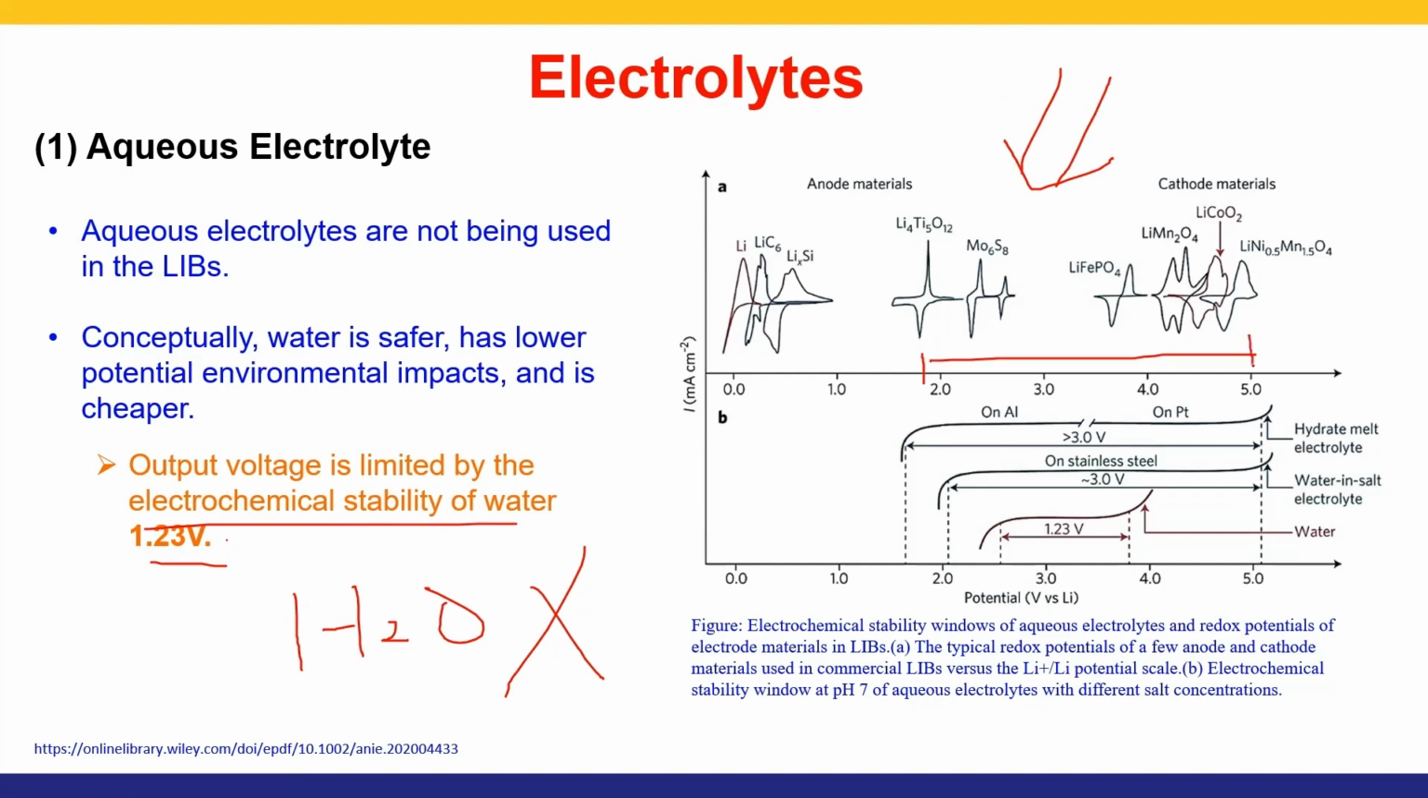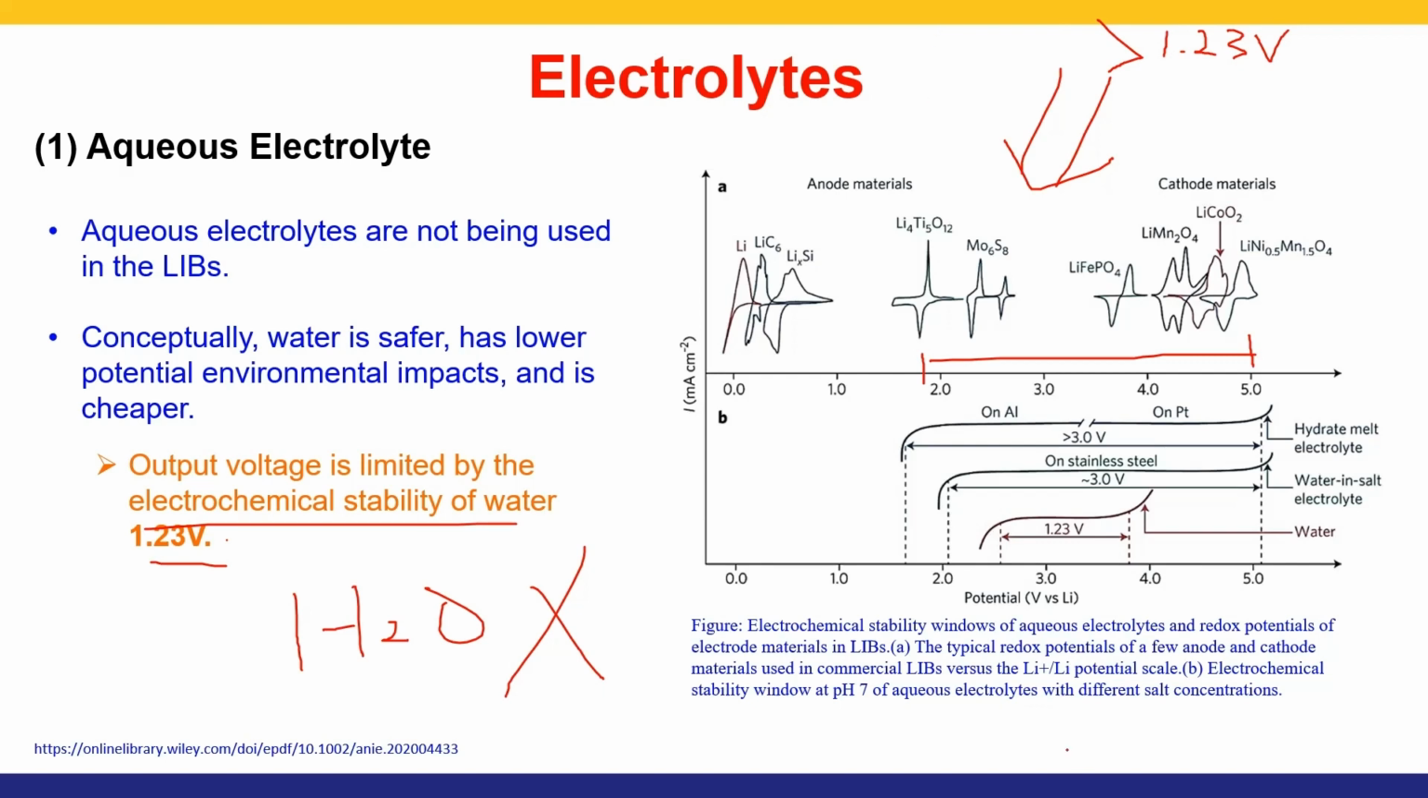By taking the potential difference between the cathode and anode, we can get the cell potential. And the cell potential is larger than the potential window of water. In other words, the water will decompose if it is used as an electrolyte in the lithium-ion battery. So, the thermodynamic stability of water is 1.23 volts.